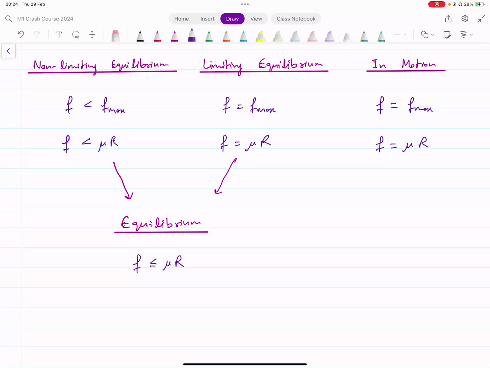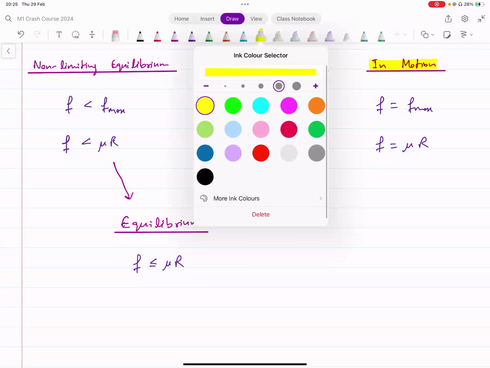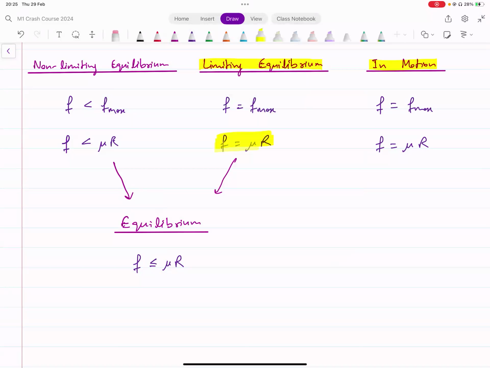So these are the different cases that we have. Now, the one in which you have limiting equilibrium or when you have motion, these two cases are used a lot. F equals mu R in both of these cases. So you need to remember F equals mu R in limiting equilibrium and in motion.